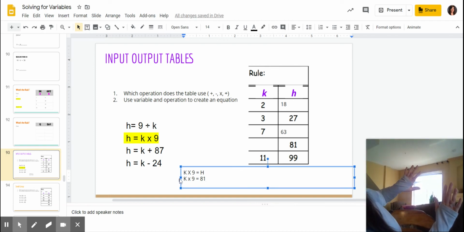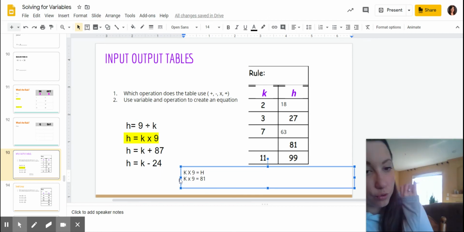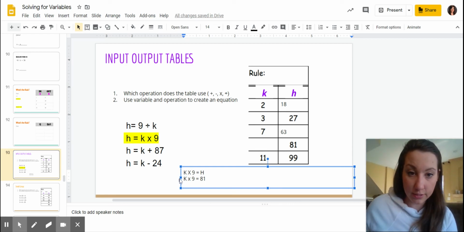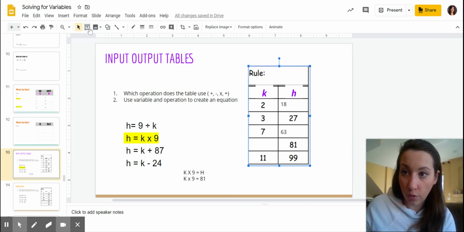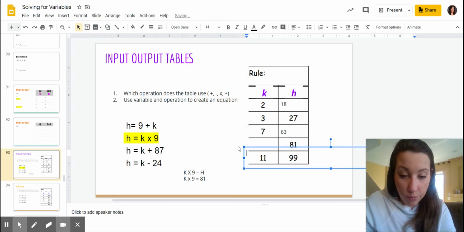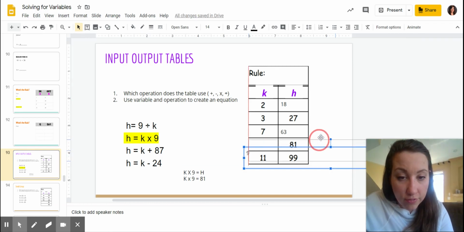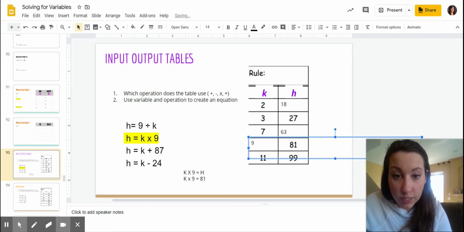If you're doing the finger tricks, you can put the number 81 on your hands and you fold the nines place. So I know that 9 times 9 is equal to 81. So I can fill that box. And now I've completed my in and out table.